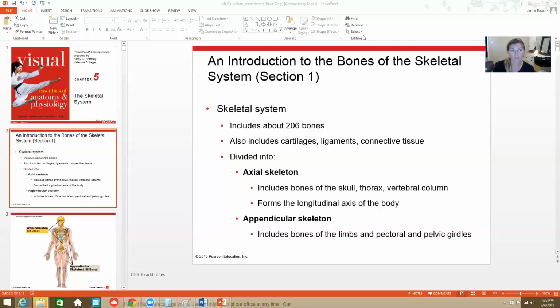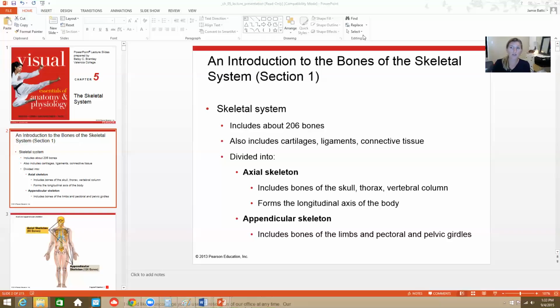Chapter 4 was kind of a little lull. It's a little bit easier of a chapter. Chapter 5, this chapter on the skeletal system, is a lot. But the good thing is you spend a lot of time in lab working on this information. So some of the stuff that you cover in lab will kind of zip through in lecture.